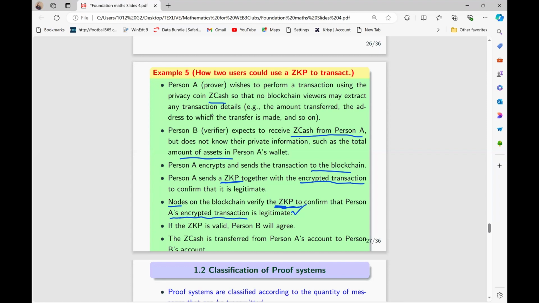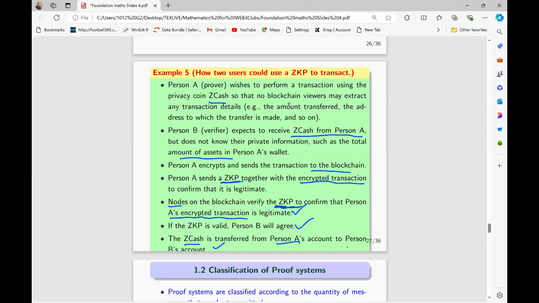Now, since the nodes have confirmed that that transaction is legitimate, person B can now agree to proceed and do the transaction with person A. So person B now agrees to proceed with the transaction. And because person B has agreed, the Zcash will then be transferred from person A's account to person B's account.